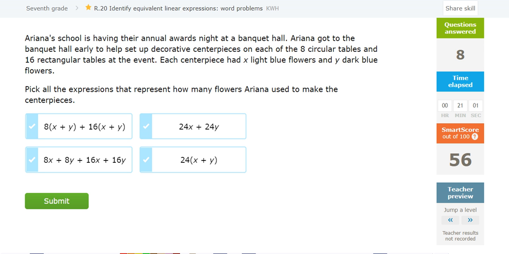Okay, so if we're thinking about it from a standpoint of what actually happened in the problem, we're going to set up the tables.